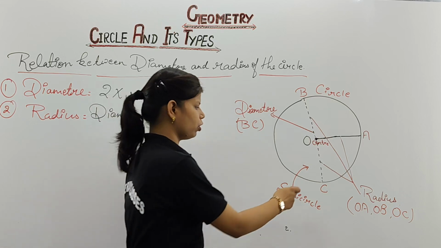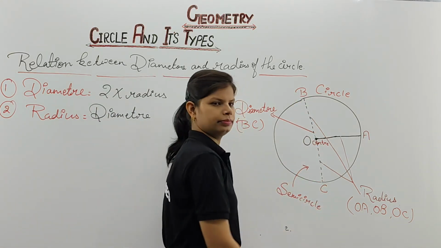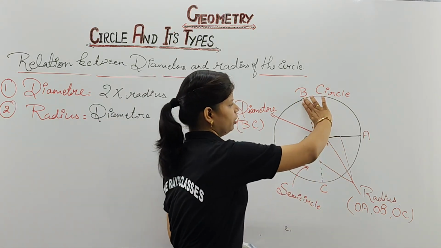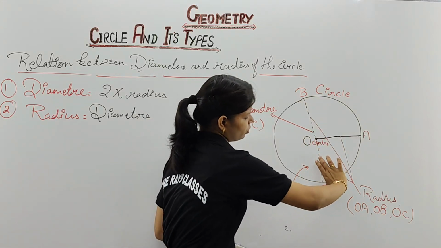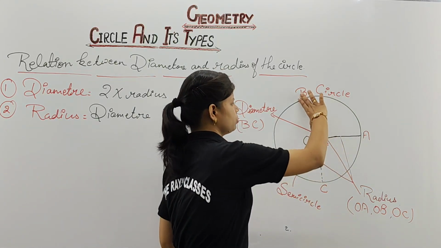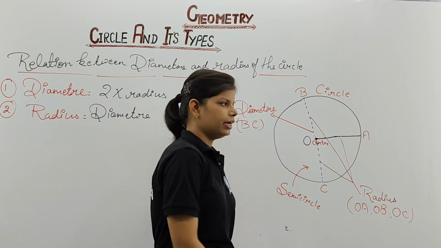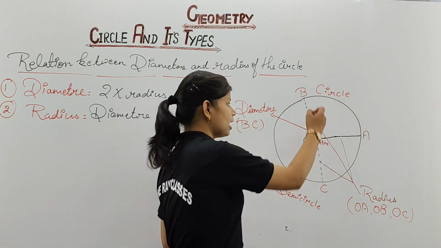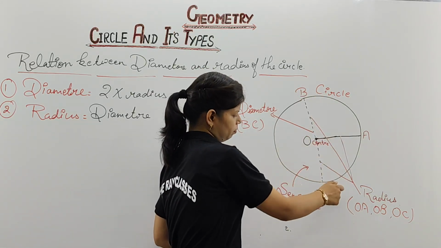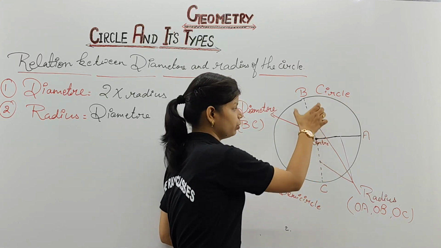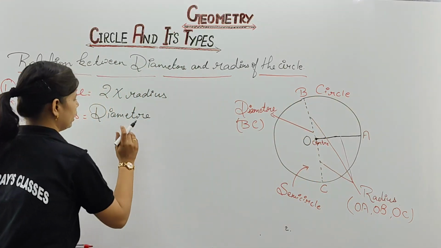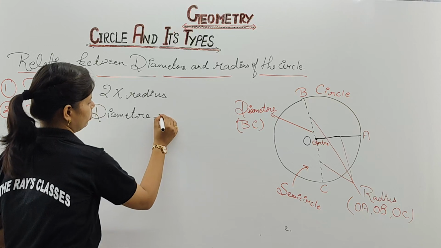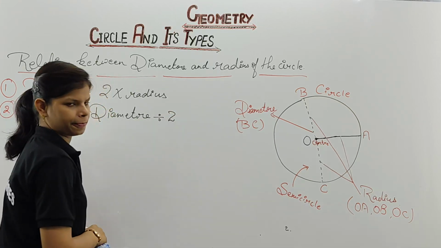This complete line is your diameter, BC. And this BO is your radius. OC is your radius, or you can say OB is your radius and OC is your radius. It is half of this complete line. BC is your complete diameter and half of this one is your radius. So what you are going to do in that case, you are going to divide by 2.